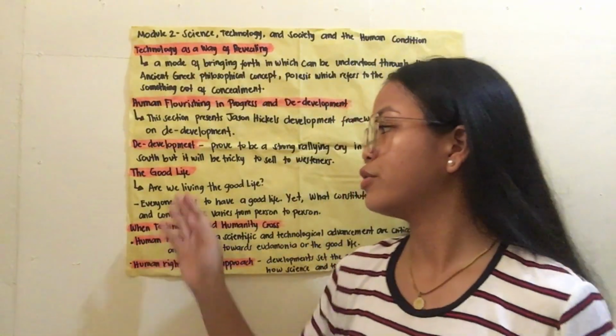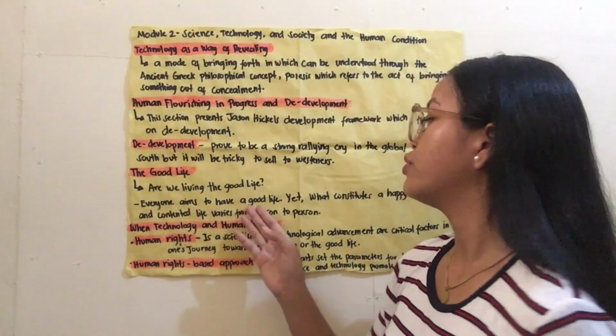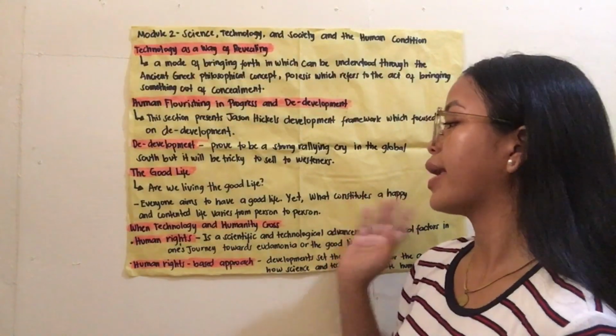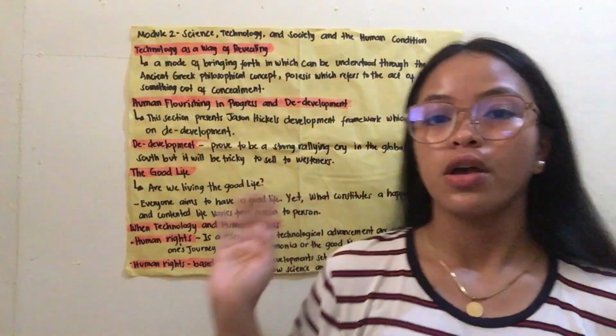The next part is the good life. Are we living the good life? Everyone aims to have a good life, and yet what constitutes a happy and contented life varies from person to person. The good life introduces the concept of Aristotle's Nicomachean Ethics and examines issues in contemporary science and technology using the same philosophical lens. The good life also discusses the essentials of the Aristotelian concepts of eudaimonia and arete.